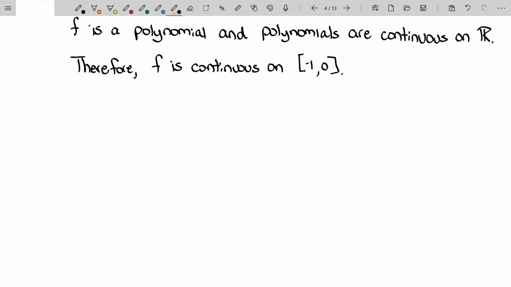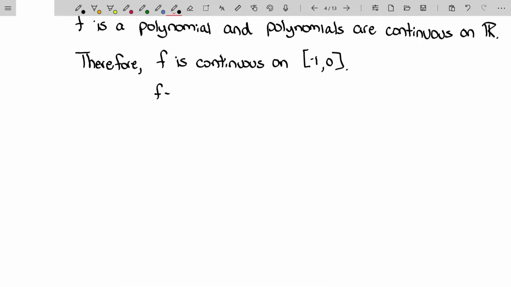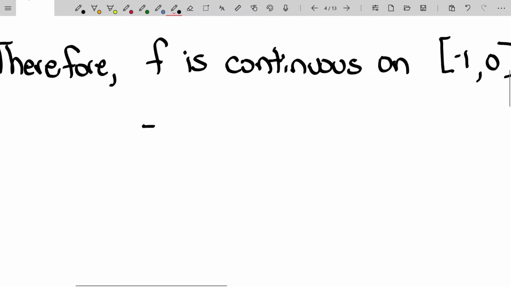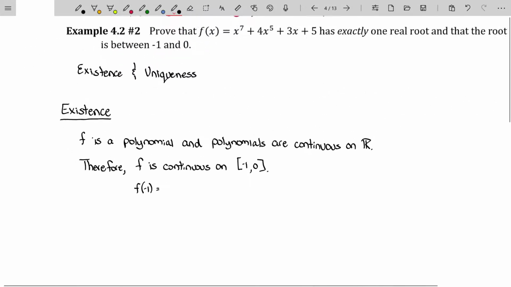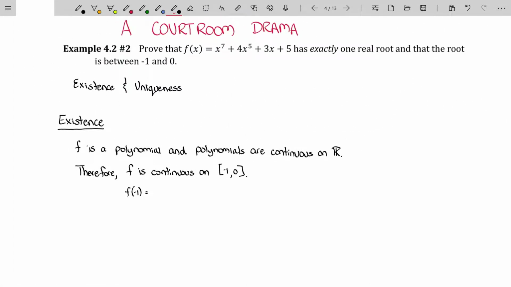Well, I hope you forgive my assumption that you know how to evaluate a function, but if you consider f evaluated at -1, and my poor handwriting skills, f at -1, you will see that our function becomes -1 minus 4, which is -5, minus 3, which is -8, plus 5, which is -3. And I hope everybody in this room agrees that is a negative number. If you don't agree with that, I ask the judge to remove you from the jury box.